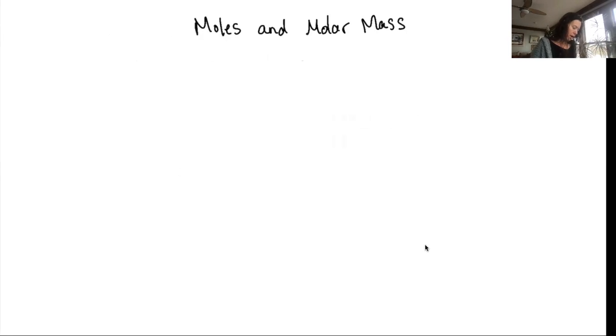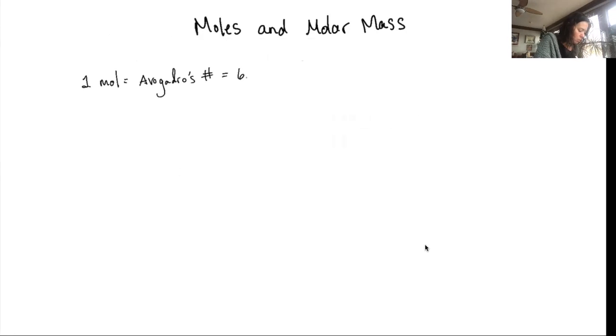All right, so once again, we know that 1 mole is equal to Avogadro's number, and we know that that is equal to 6.02 times 10 to the 23rd particles. We know that the particles being discussed depend upon the type of matter being discussed. We've got atoms, ions, molecules, and formula units. Today, we are going to talk about moles and molar mass.